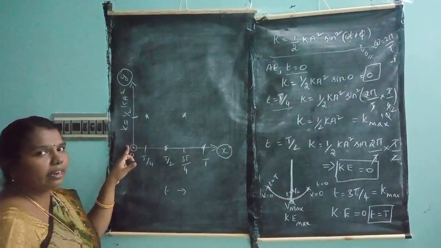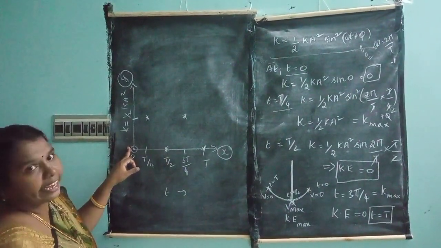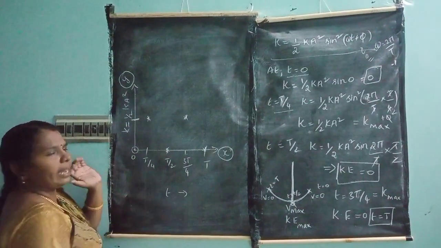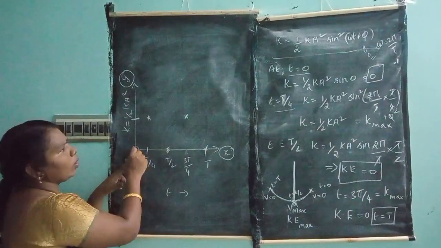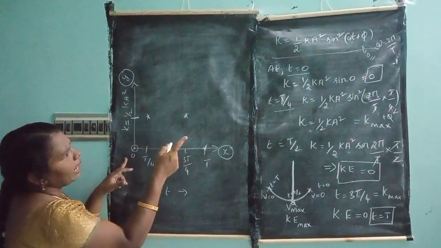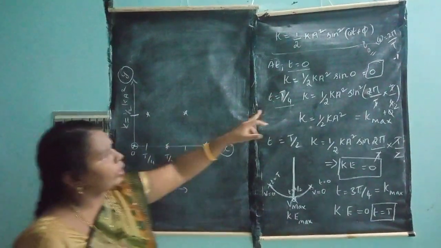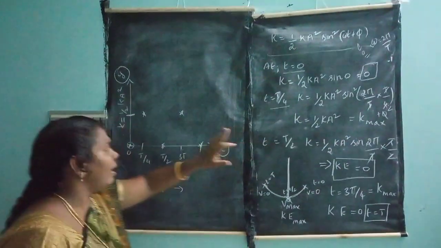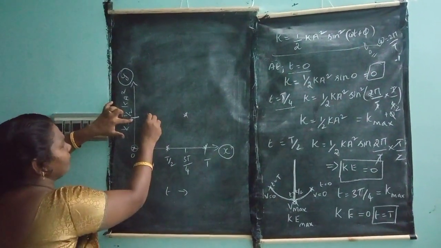What is the kinetic energy formula? The kinetic energy formula is 1 by 2 k a square. Imagine this is the maximum kinetic energy. See how I can plot here. When time t is equal to 0, what is the kinetic energy? That is also 0. So this is the first value. When time t is equal to T by 4, the kinetic energy is maximum, that is half k a square. This position is the maximum, so I am plotting this position.